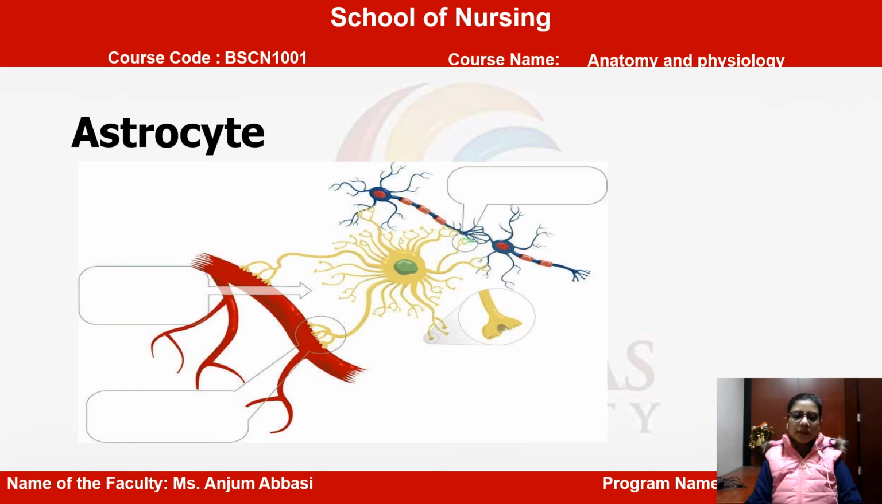So here in this diagram, this is a picture of an astrocyte, and there are multiple projections which give it an appearance like a star, and in between there is a central point that is known as the cell body.